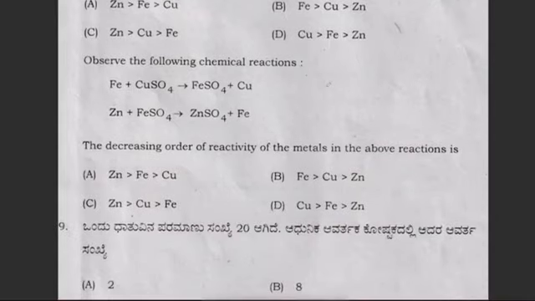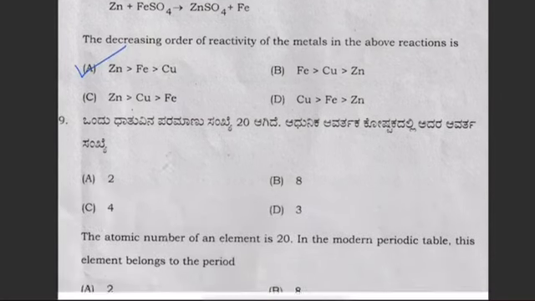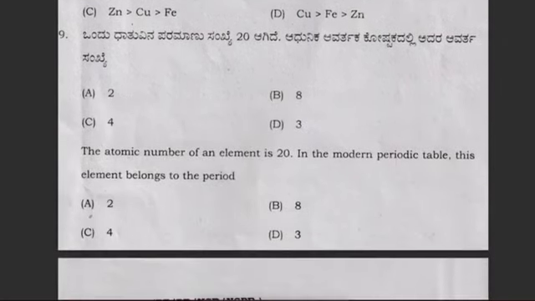Observe the following chemical reactions. Fe plus CuSO4. The decreasing order of reactivity of the metals in the above reaction is zinc, iron, copper. The atomic number of an element is 20. In the modern periodic table, this element belongs to period 4.